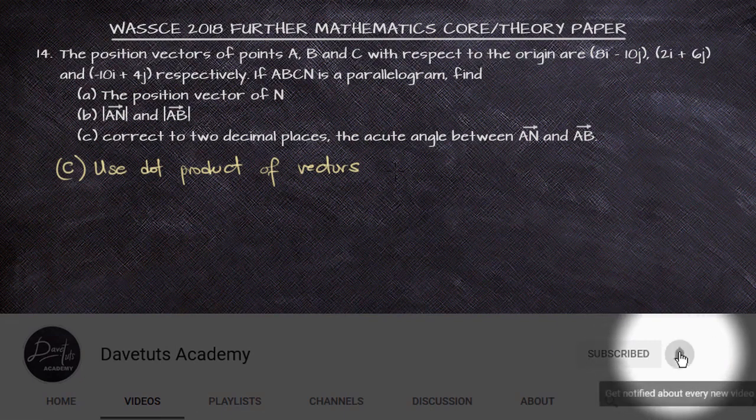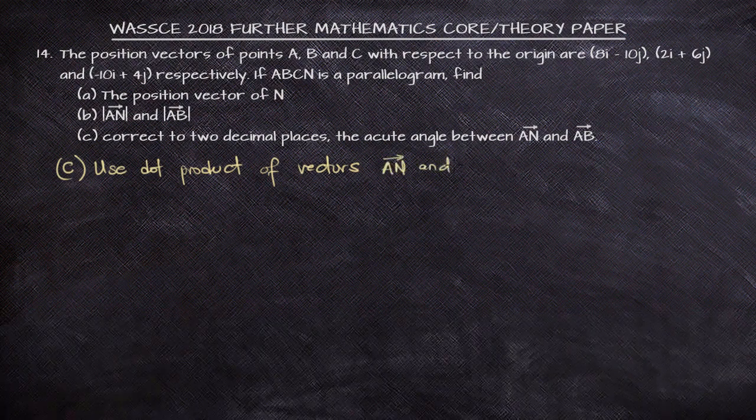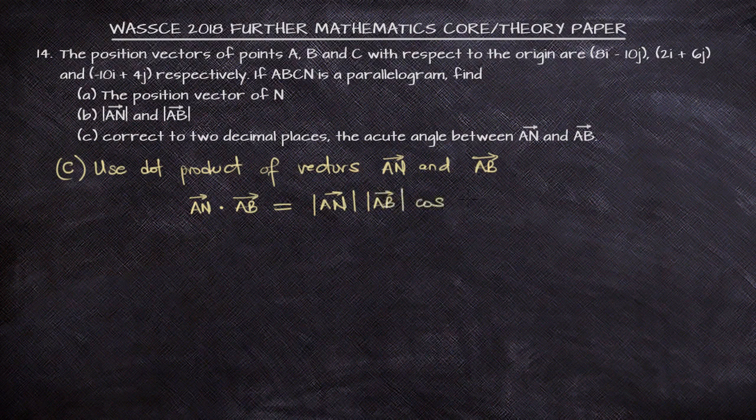The dot product of vectors tells us that we can find an expression for the dot product by saying, let's say we want to consider vector AN and vector AB, as in the case in this question, then the dot product will be vector AN dot vector AB is equal to the magnitude of vector AN multiplied by the magnitude of vector AB multiplied by the cosine of the angle between the two of them, cos theta.